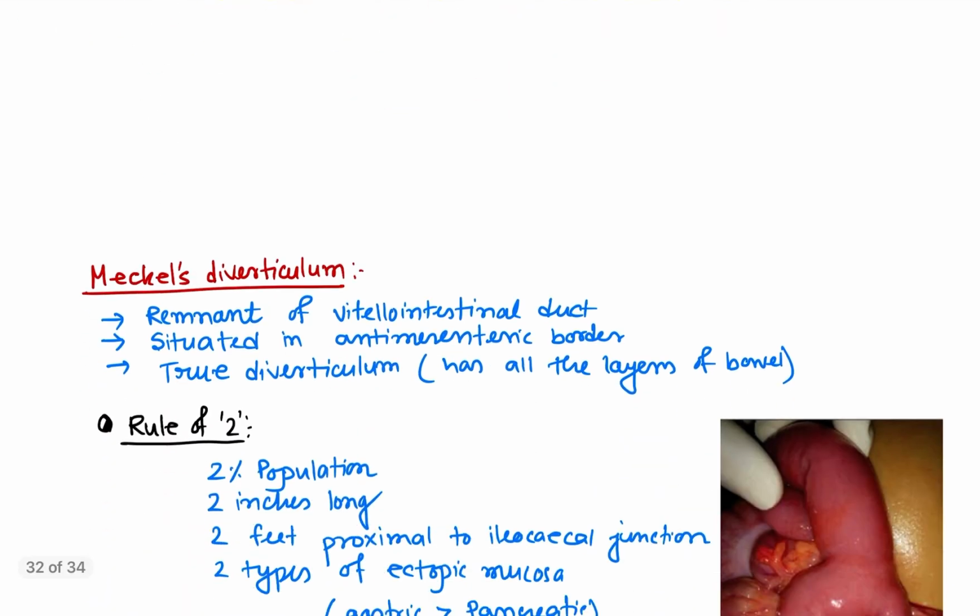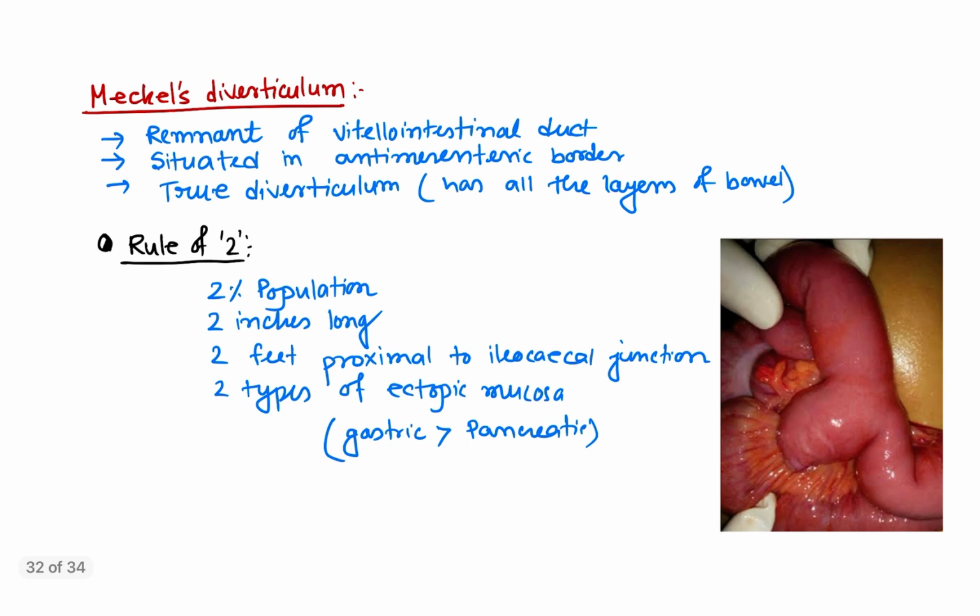So let's learn about this Meckel's diverticulum. As you can see in this image, this protrusion from the antimesenteric border of the intestine is Meckel's diverticulum. This is nothing but a remnant of the vitello-intestinal duct situated on the antimesenteric border, as this is the mesenteric border, but this is situated on this border. This border is the antimesenteric border. As all of you know, this is a true diverticulum because it contains all the layers of the bowel, not a pseudo diverticulum or false diverticulum.